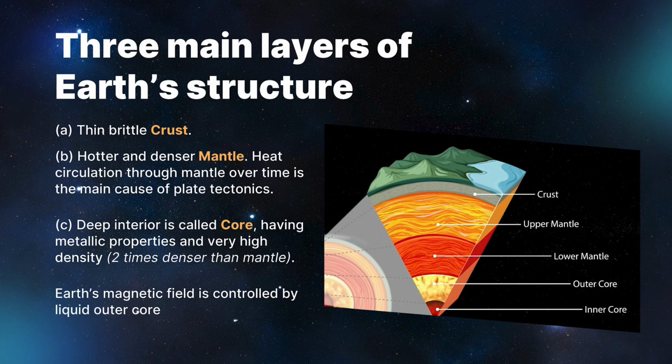Now, the deep interior is called the core, having metallic properties and very high density. It is 2 times higher than the mantle. Earth's magnetic field is controlled by the liquid outer core. The core is solid, but its outer layer is again liquid.